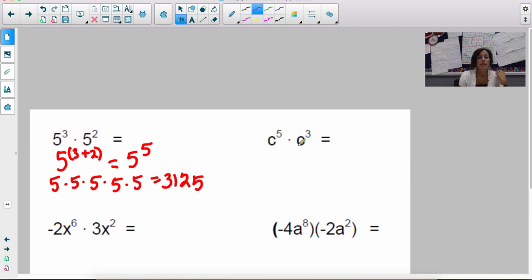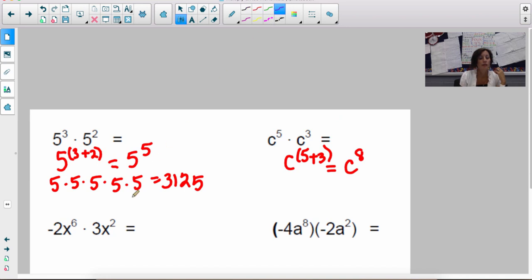Example 2 is c to the 5th power times c cubed is going to be c to the 5 plus 3, which simplifies to c to the 8th power. Can't go any further because we don't know the value of c.